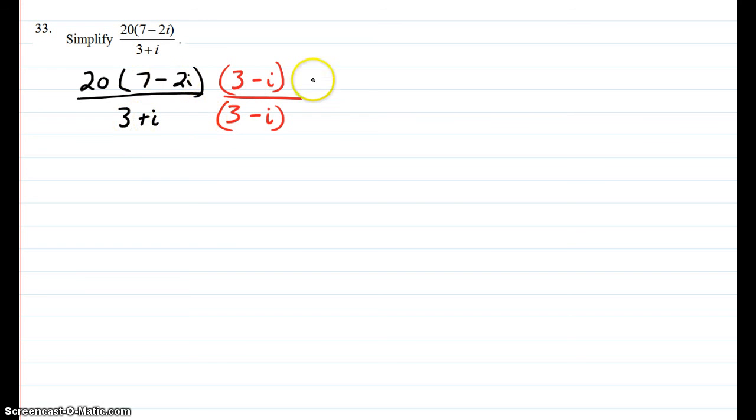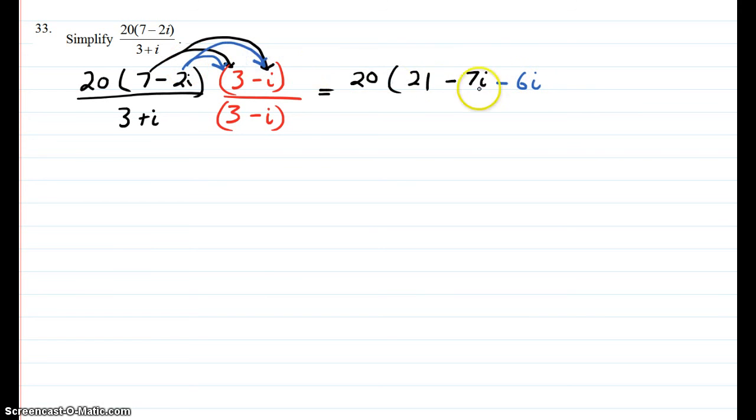So let's see here. I'm going to leave that 20 where it is. And so 7 times 3 gives me 21. 7 times negative i gives me minus 7i. And now the negative 2 times 3 gives me negative 6i. And then the negative 2 times the negative i gives me a positive 2i squared.